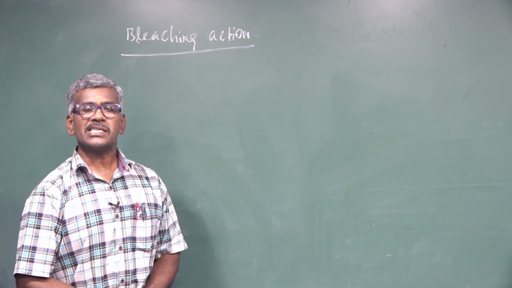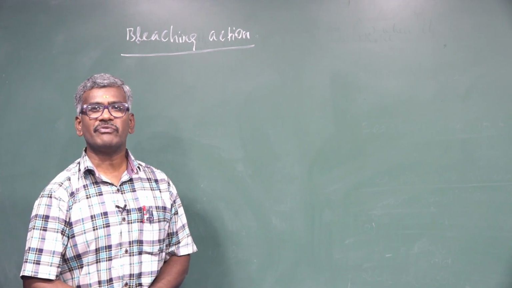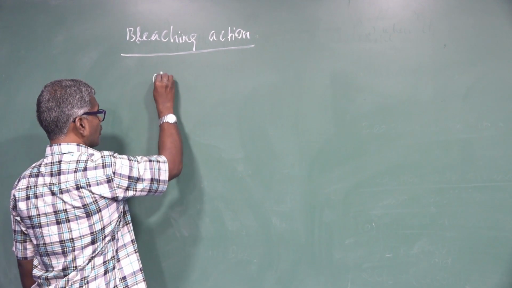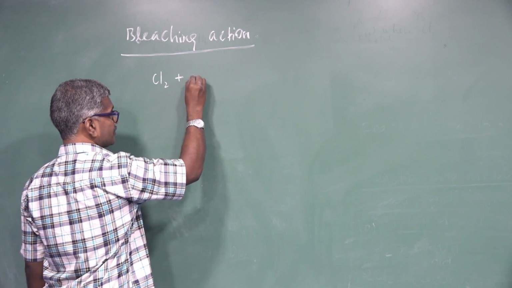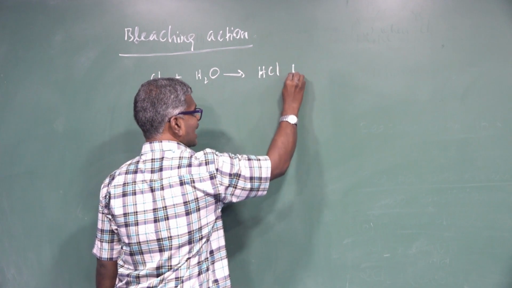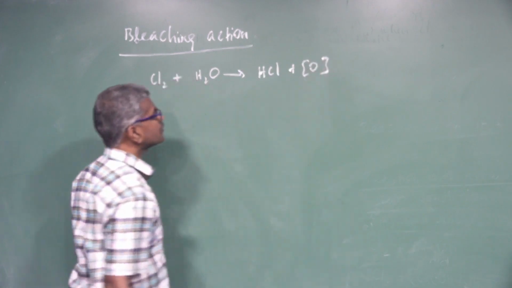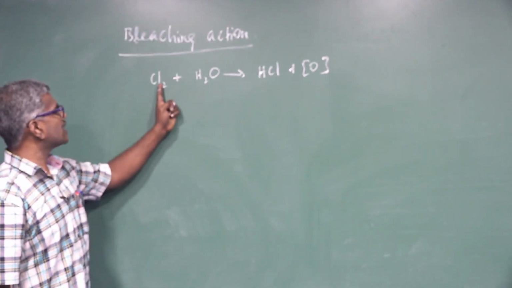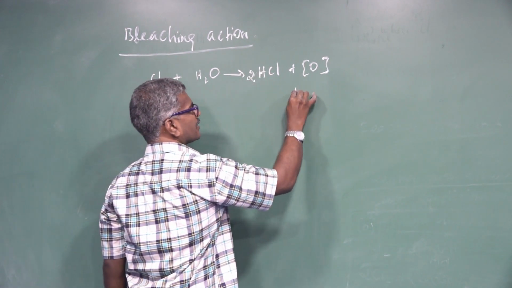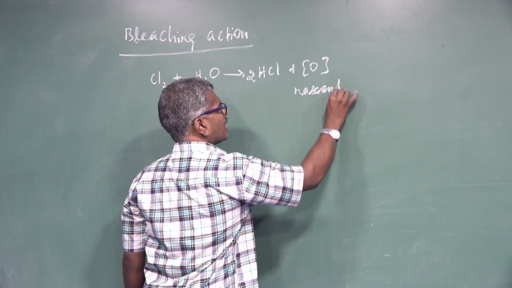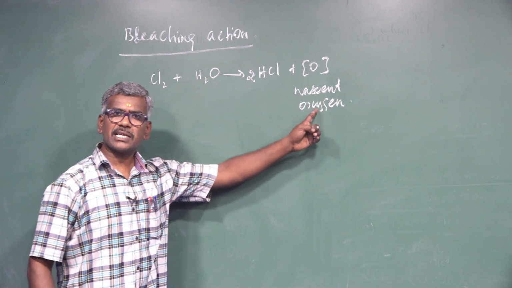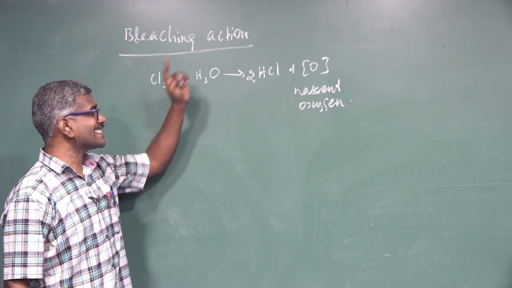Chlorine acts as a bleaching agent due to reduction of vegetable material in the presence of moisture. Chlorine reacts with the moisture, formation of HCl and nascent oxygen. Here common hydrogen, 2 hydrogen, 2 chlorine, 2 times. This is nascent oxygen. This nascent oxygen is the property for bleaching.